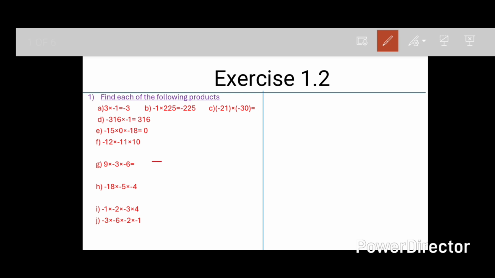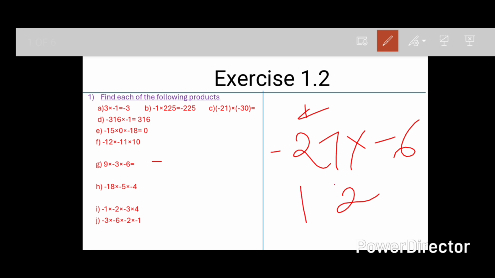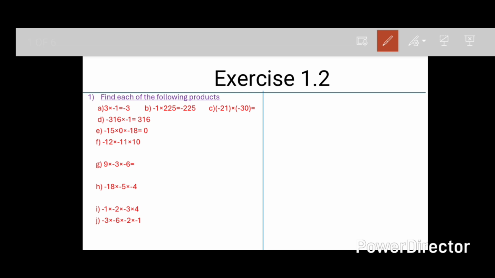Next, 9. Here 9 into minus 3 into minus 6. So 9 threes are 27. Minus 27. The remaining number, how much? Minus 6. So 6 sevens are how much? 42. Keep 2 here, carry 4. Okay. 6 twos are 12. 12 plus 4 how much? 16. Minus into minus becomes plus. That's why the answer becomes how much here? 162.